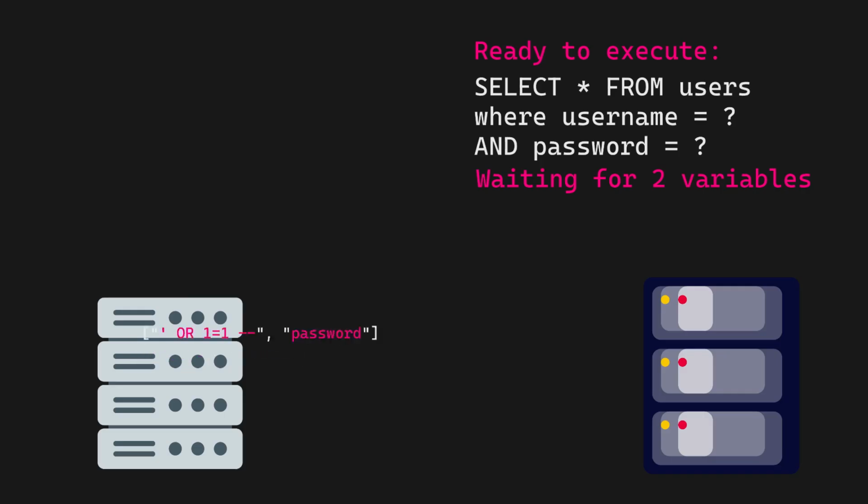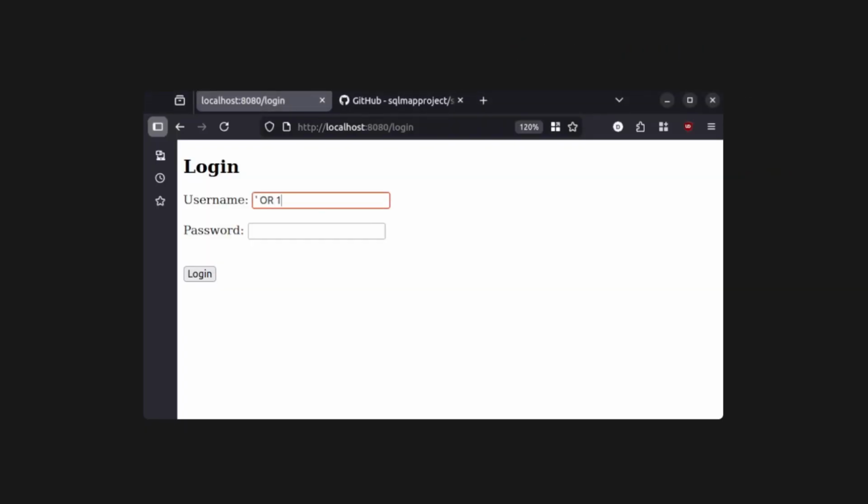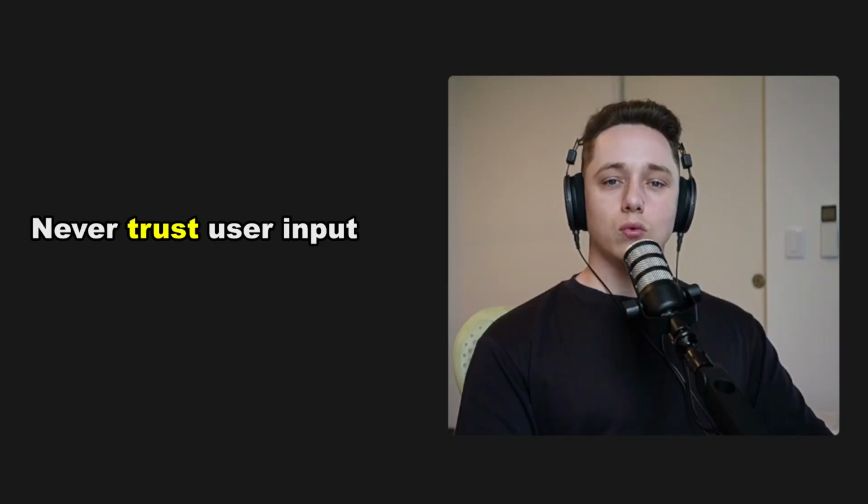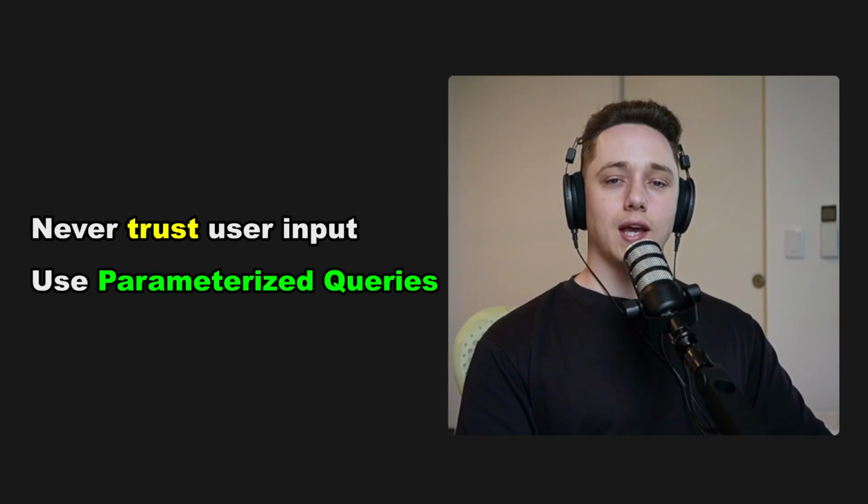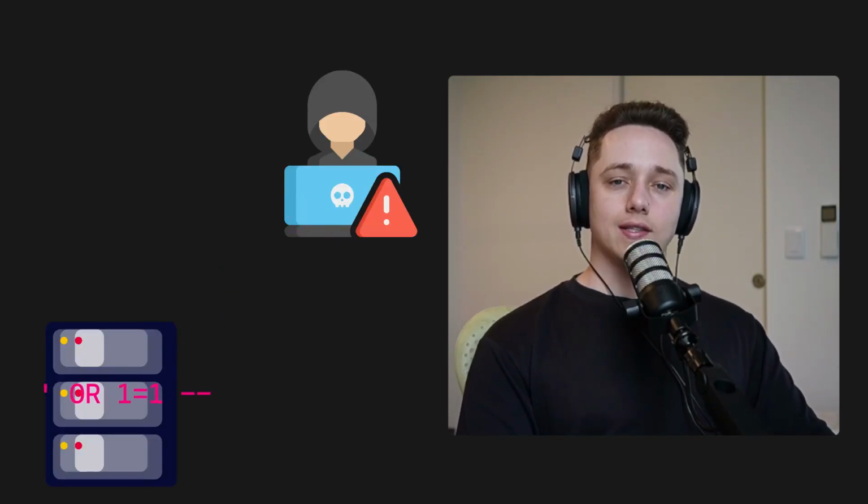Then we send the input separately. Because there's a clear separation between what is part of the command and what is part of the data, the database can no longer be tricked, and it literally just searches for a user whose username is quote or 1 equals 1. It obviously doesn't exist and the attack fails. If you build your SQL using parameterized queries, your data will stay safe and you won't be in the next headline. Now you know how hackers can manipulate your database, but that's only half the battle.